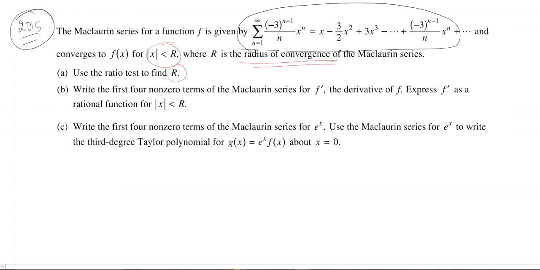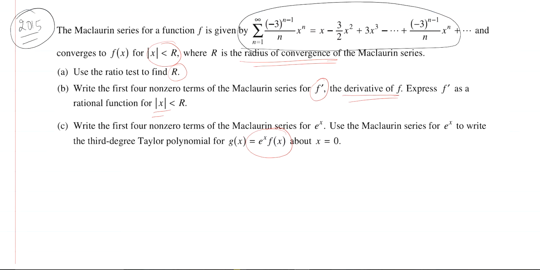Then you're expected to write down the first four non-zero terms for the series of f prime, which is the derivative of f. And then it also wants you to express f prime as a rational function of x. So we'll see what this means as we go along with the problem. And then the last part, it's asking you to obtain an expansion for e to the x times f of x, and write down a few terms. All right, so straightforward problem. Okay, let's go ahead and do this.